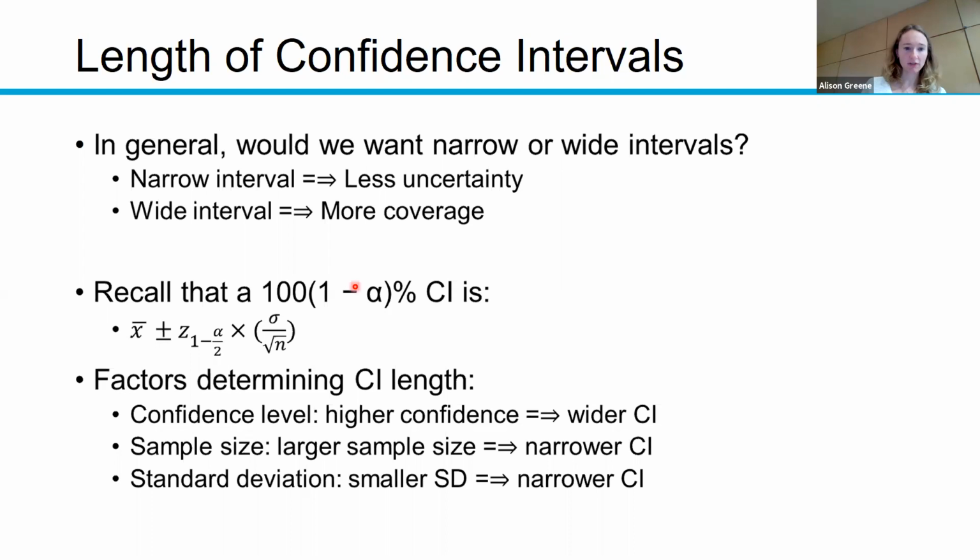And this comes really from this formula, right? As the sample size gets bigger and the standard deviation gets smaller, that's going to cause whatever we're adding and subtracting to be a smaller value, and keep that interval more narrow.